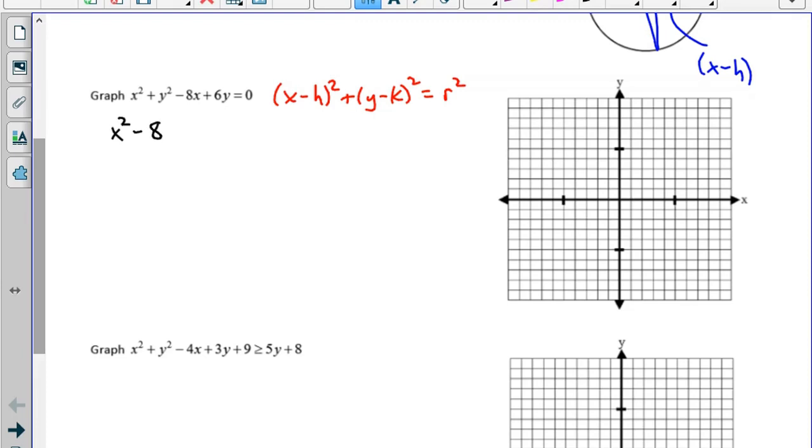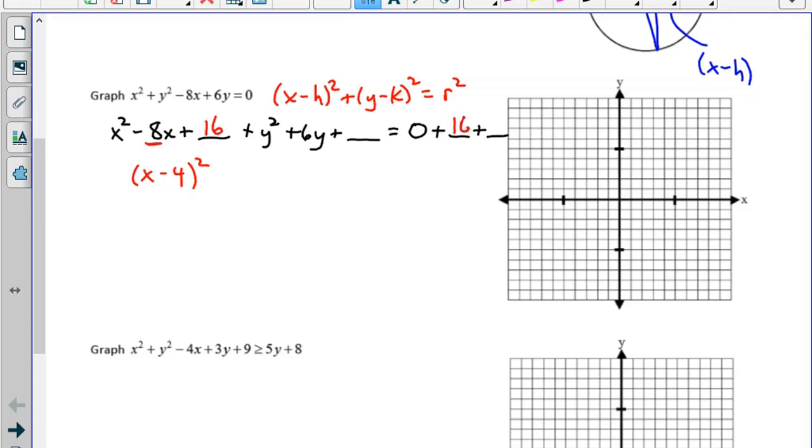So x^2 - 8x + some number + y^2 + 6y + some number = 0 plus the same two numbers. So let's recall, if we are completing the square, we take this number, as long as there's no a value, which in this case a is 1, so it ends up working out pretty well. We'll take this number and divide it by 2. So we have (x - 4) squared. And then we take that negative 4 and square it, and we put 16 here. So we'll add 16 to both sides of the equation.